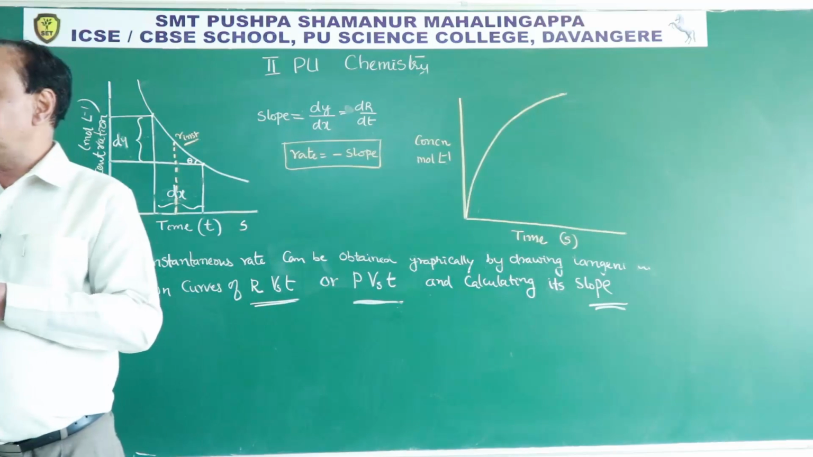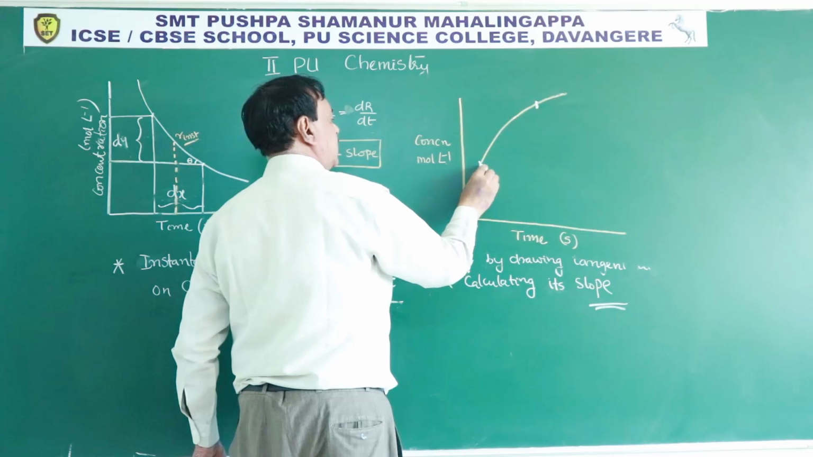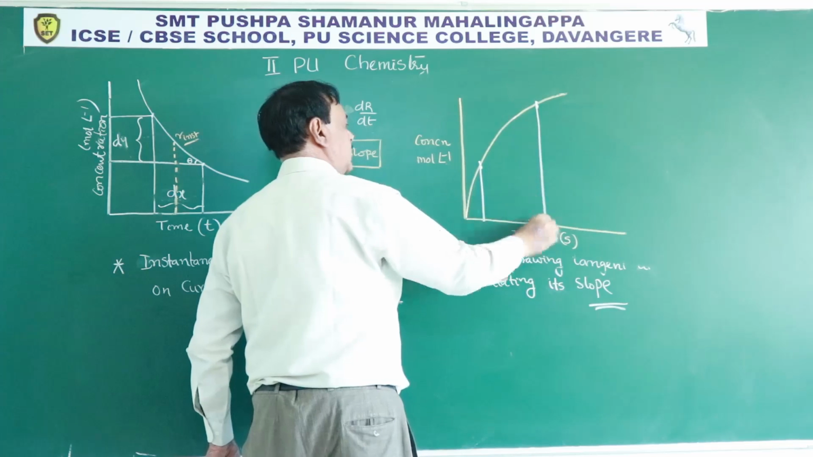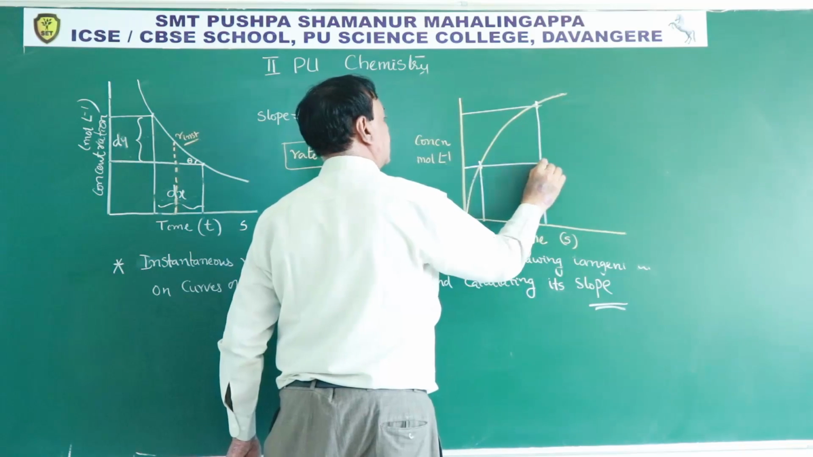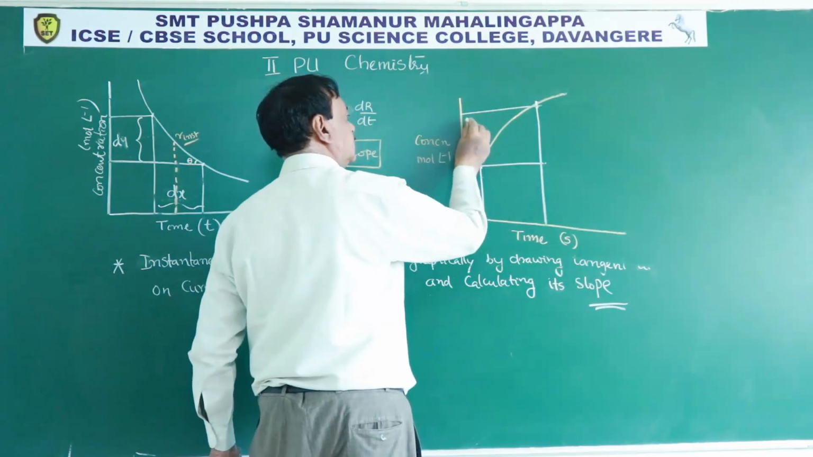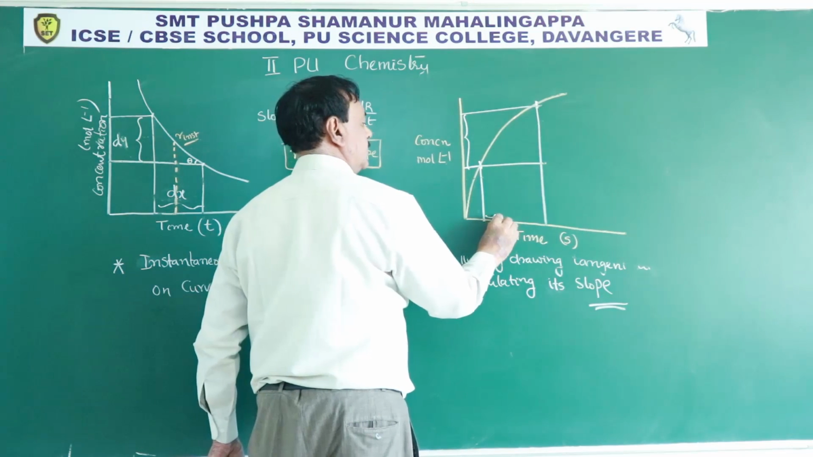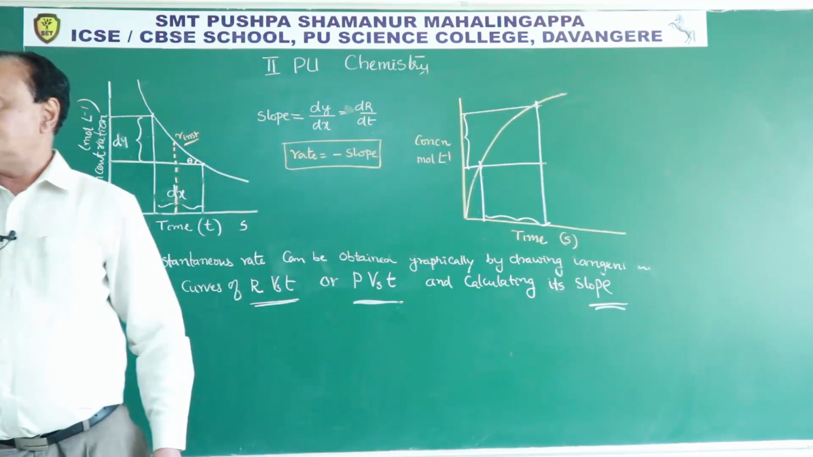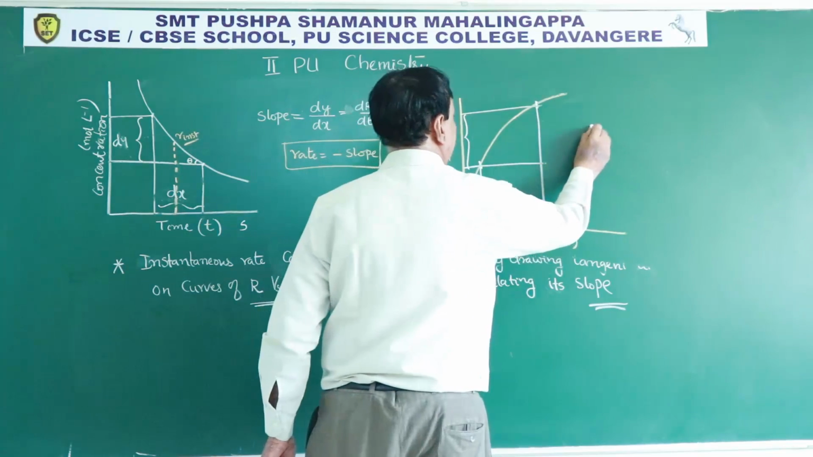You fix any point on these two curves. Suppose this point and this point, draw the perpendicular lines, and join these two lines. Now the slope is given by tan theta.